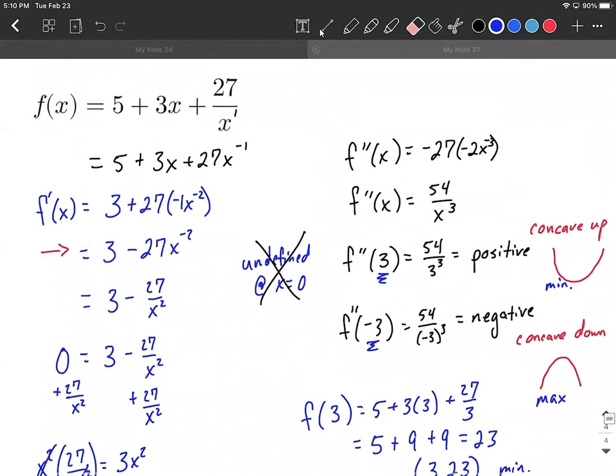All right, I hope this helps out, clarifies a little bit of the second derivative test. Good luck as you're trying to find these maximums and minimums.